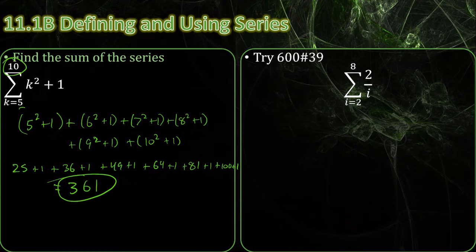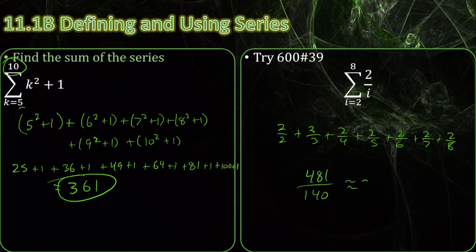All right, you start by plugging in a 2, so it's 2 over 2, and then a 3, and then a 4, and then a 5, and then a 6, and then a 7, and then an 8. And you could add that together by finding a common denominator. Good luck with that. I mean, it's not going to be that hard. But yeah, it'd be fun. It's probably easier if you put it in your calculator and you end up with 481 over 140, which is approximately 3.436.